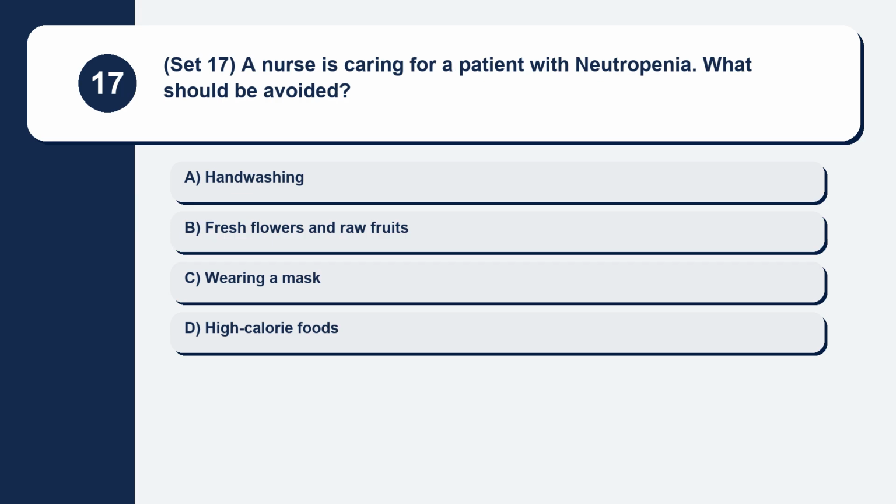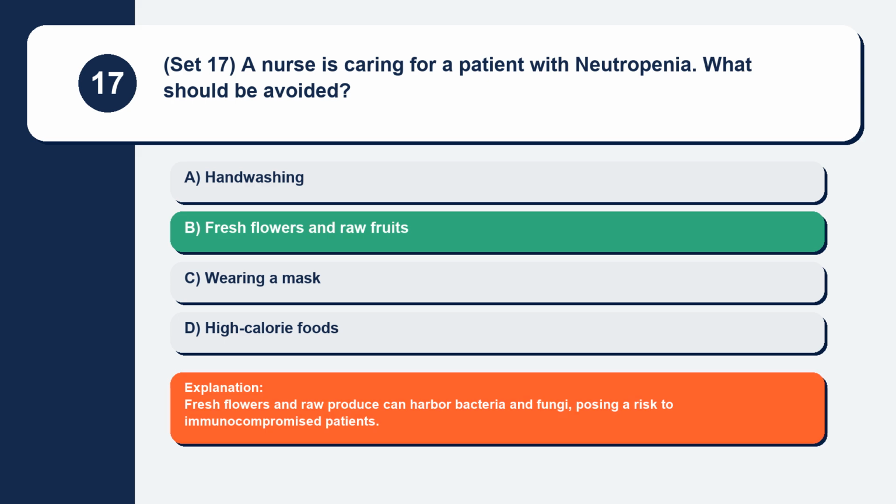Question 17. Set 17. A nurse is caring for a patient with neutropenia. What should be avoided? Hand washing, fresh flowers and raw fruits, wearing a mask, high-calorie foods. Fresh flowers and raw produce can harbor bacteria and fungi, posing a risk to immunocompromised patients.